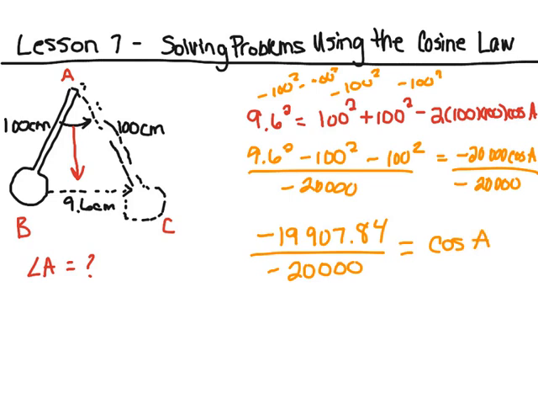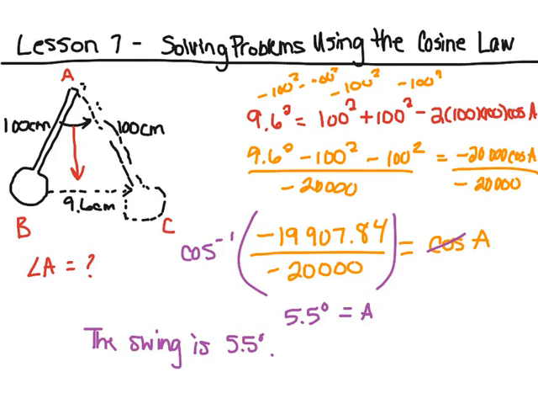To get rid of the cos, we do cos to the negative 1. Type this all into your calculator and you should get 5.5 degrees. So the pendulum swings on an angle of 5.5 degrees. Write your sentence. The swing is 5.5 degrees is really all I need. And that's solving some problems using the cosine law.